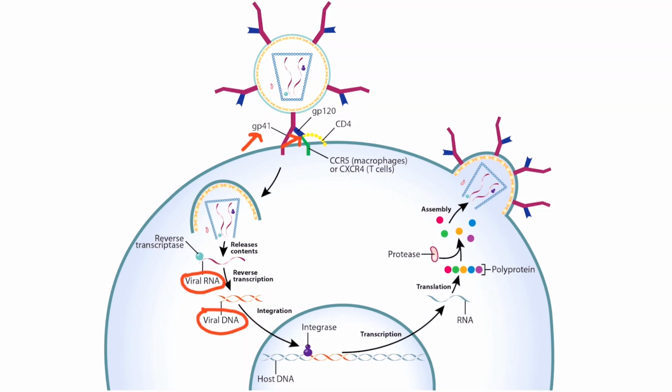Now, after attachment and fusion via glycoprotein 41, the HIV RNA gets transcribed by reverse transcriptase into double-stranded DNA. The double-stranded DNA then gets integrated into the host cell genome by HIV integrase. The transcription of double-stranded DNA results in mRNA, which then gets translated into various HIV proteins. These proteins are cleaved by HIV protease into their functional parts. Finally, mature HIV virions leave the host cell via budding from the plasma membrane.